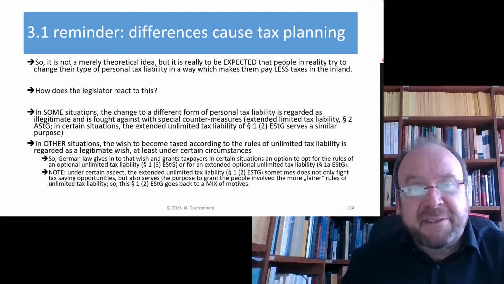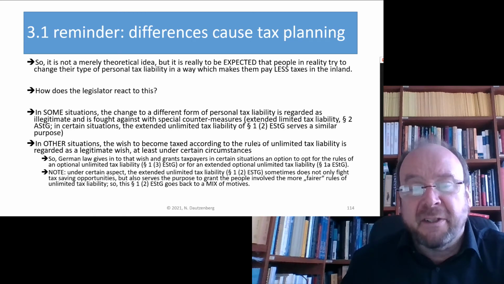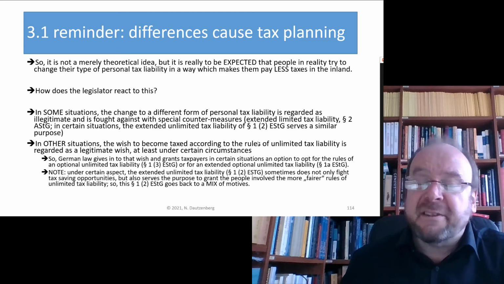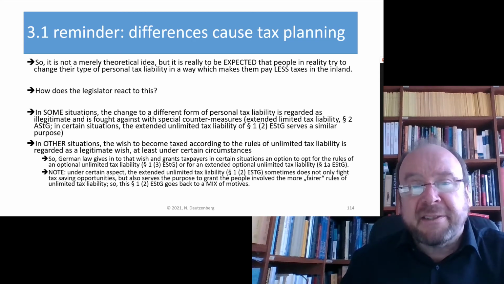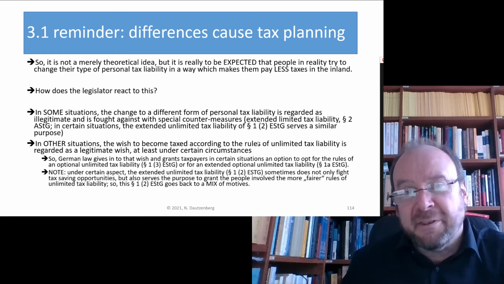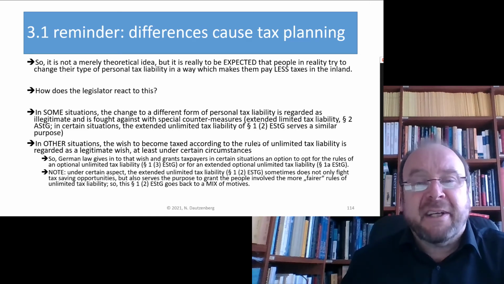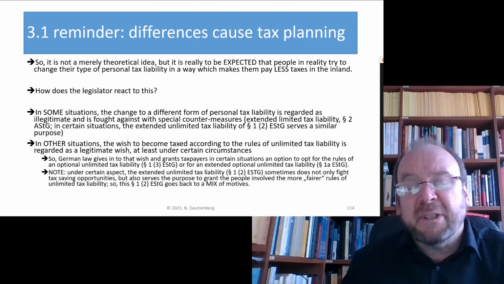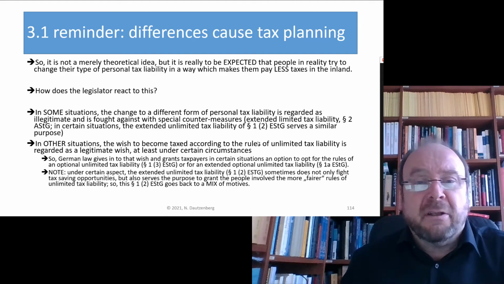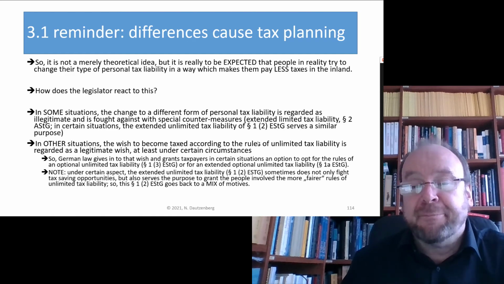Well, then there is still a third kind of personal tax liability of special kind, an extended unlimited tax liability, which combines granting certain people some privileges of unlimited tax liability, for example, the personal allowances, but on the other hand, securing that these people which are covered by that special rule do not escape the taxation of the worldwide income in all the states of the earth together.